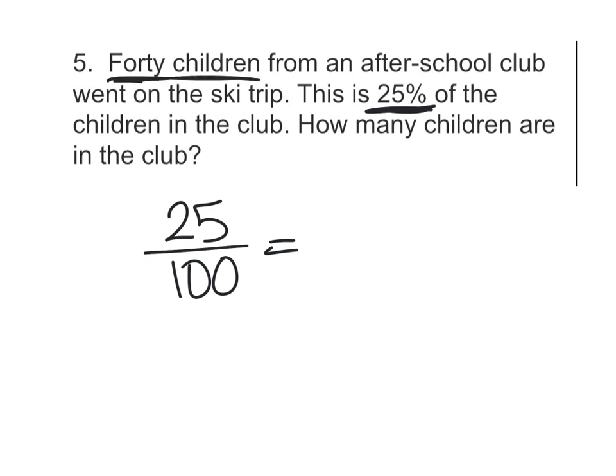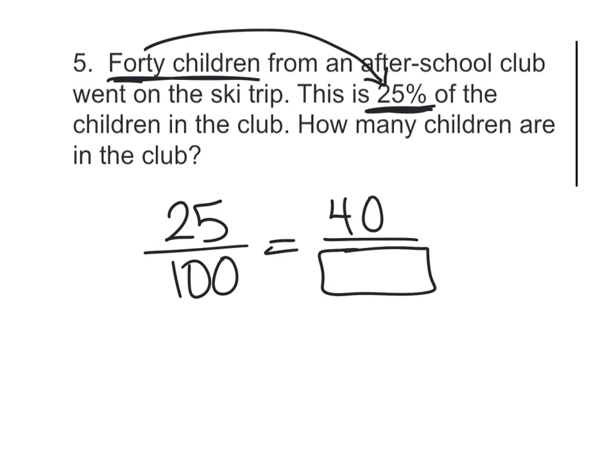40 children from an after-school club went on the ski trip, and that 40 is 25%. So over here I'm going to write 40 matched up with that 25%, and I'm trying to figure out how many children total are in the club. So I'm solving for this bottom number. Well, I can see that going from 25 to 40, that's not going to be very easy. It's not a whole number.